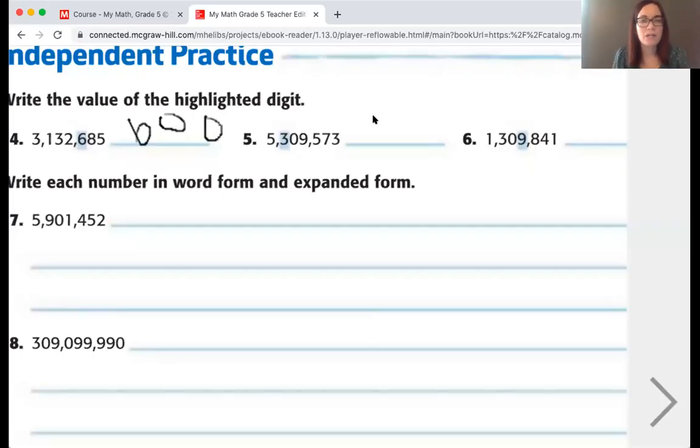Jorge, what would be the value of a 3 in the 100,000s? 300,000. So if I'm not sure how many zeros to write, this would always confuse me when I was younger, I write the number and then I count how many digits are after it. So I see there's 1 number, 2 numbers, then a comma, and then 3 zeros after the comma. So that's how I write 300,000. That is the value.